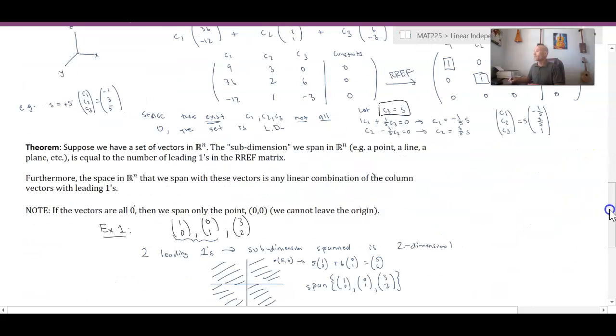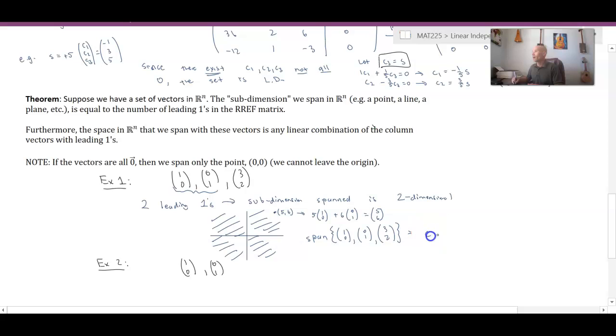So any linear combination of the 1, 0 vector plus any linear combination of the 0, 1 vector, where C1 and C2 are just any real numbers that we choose. And we know that linear combination gets us anywhere in R2. So the span of those three vectors can be reduced down to just the span of the first two vectors, since those are the columns with leading ones in the reduction. And so any linear combination of those will allow me to get to anywhere in R2.